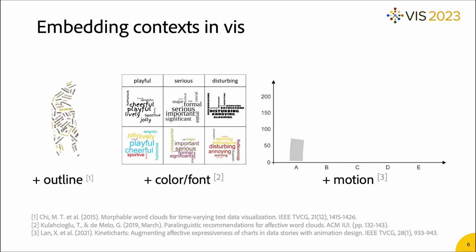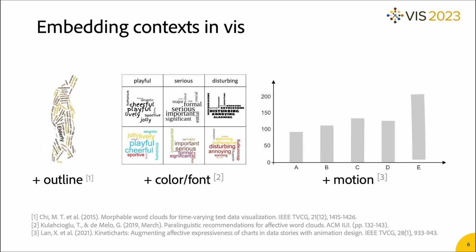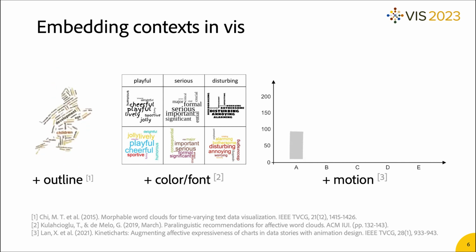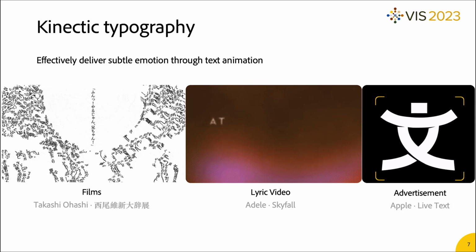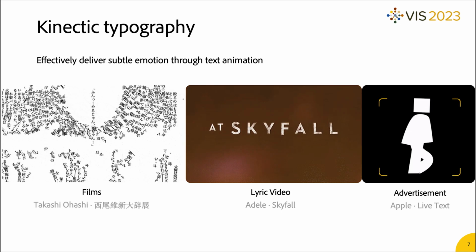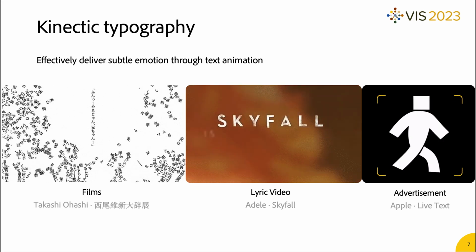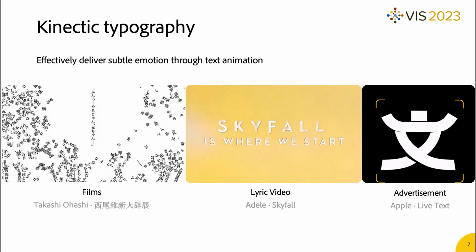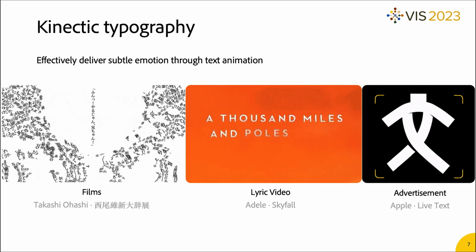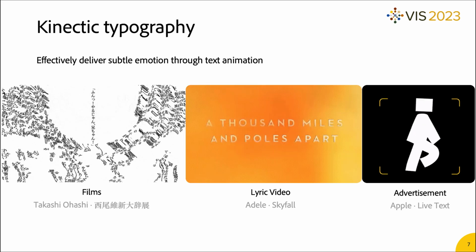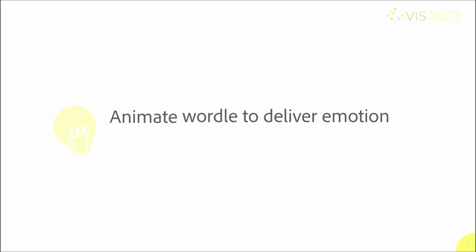In the literature, there have been some approaches to embed qualitative information in data VIS, such as the outline shape for semantic context, color palette, font, and animation scheme for particular emotion types. And we come across many excellent designs of kinetic typography here and there in films, lyric videos, and ads. The motion or deformation of text effectively delivers subtle emotion. Like the first example builds tension, the second communicates melancholy, and the third example conveys a cheerful mood.